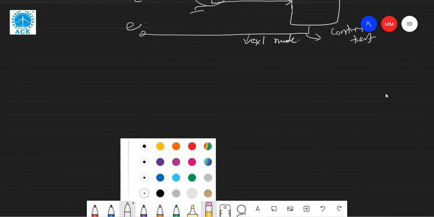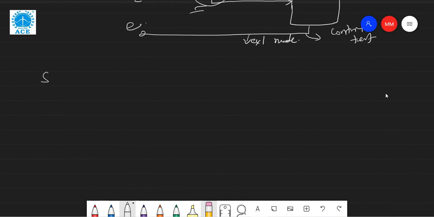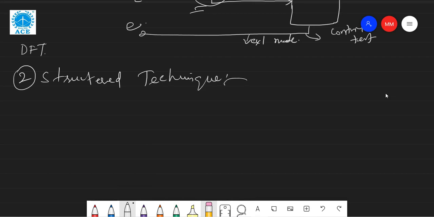Next we will see the structured technique, the second one in the classification of DFT. In DFT, the second one is the structured technique or method, you can say.